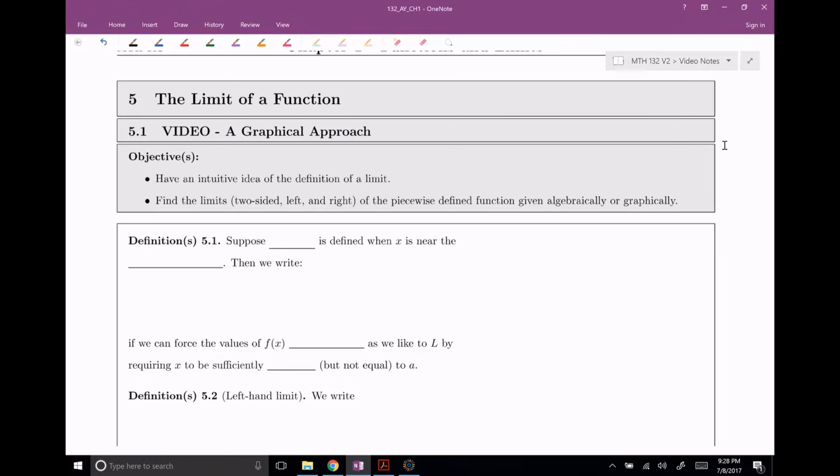That's a mouthful. It doesn't really mean much right now. I'll show you what it means here in a second. But before we get to that, let me do some motivation.